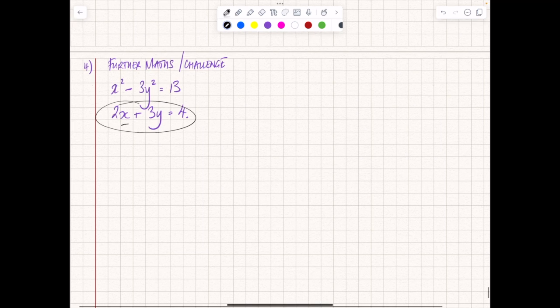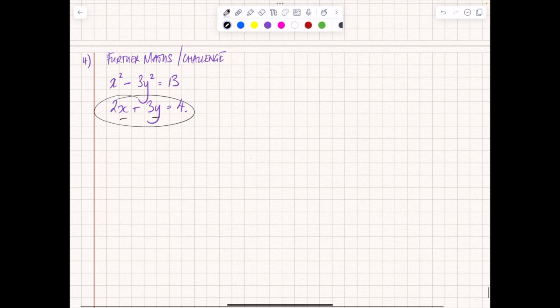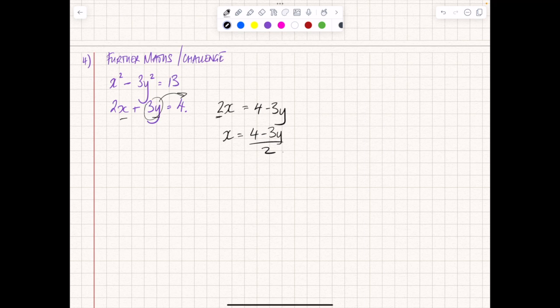I can either make x the subject or y the subject. Either way, I'm going to create a fraction. So I'm actually going to make x the subject, okay? So the first thing to do, make it 2x. I'm going to pick up this 3y, chuck it over there, so 2x equals 4 minus 3y. Get rid of the 2. x is equal to 4 minus 3y over 2. So that is x being the subject.